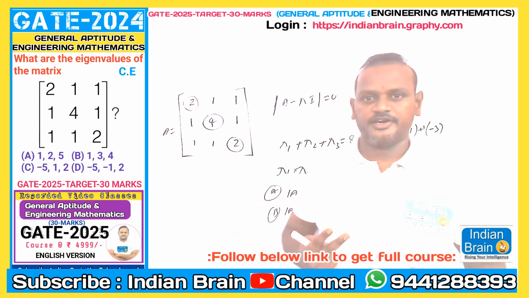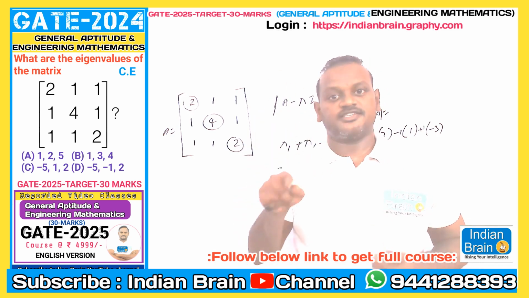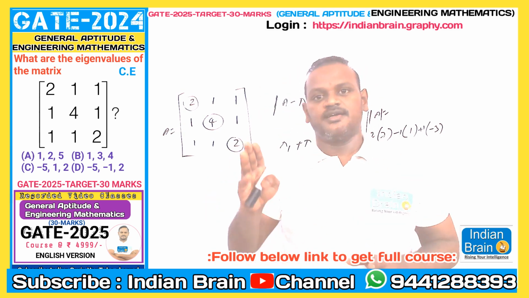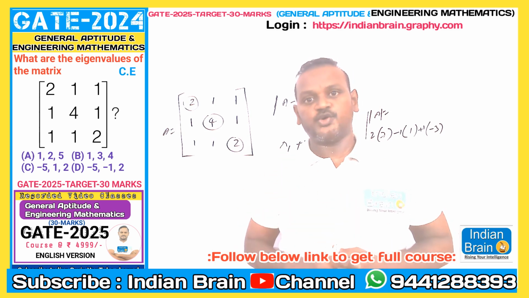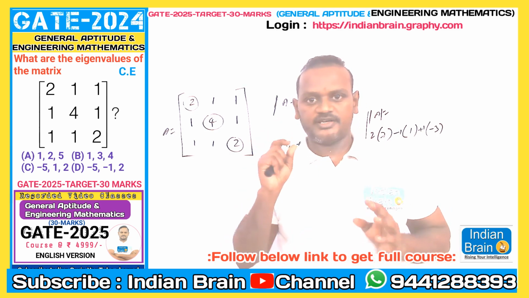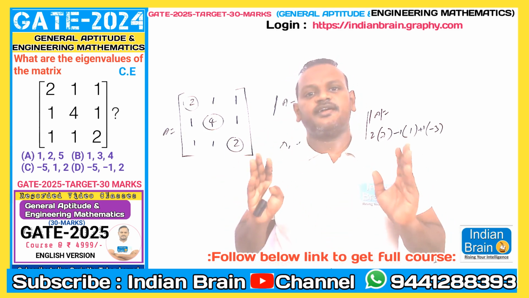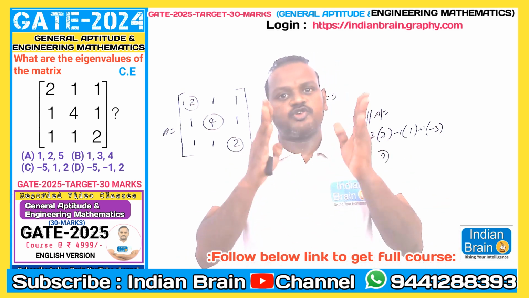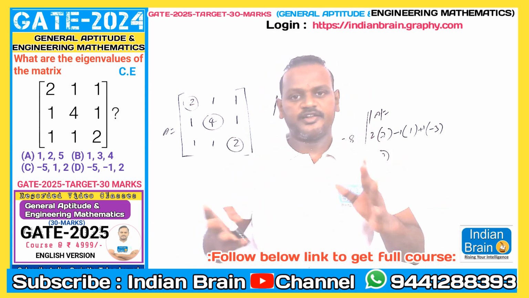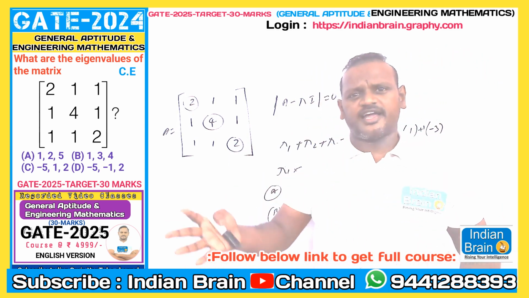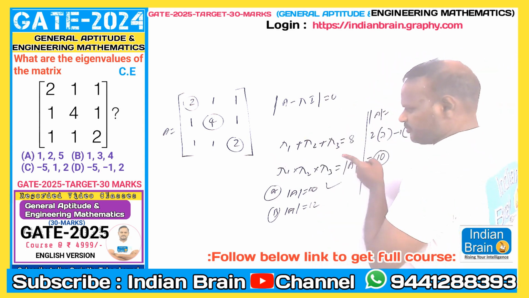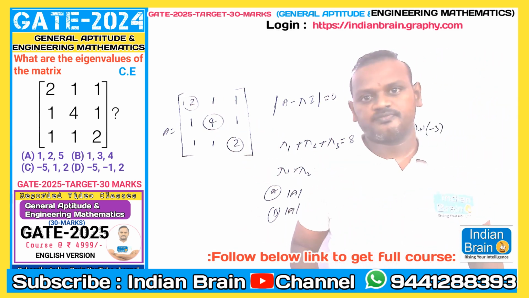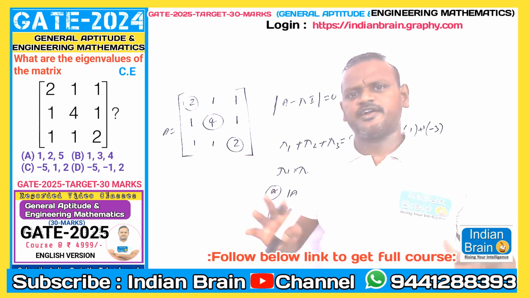What is the second method? Remember: lambda cube minus lambda square into the sum of principal diagonal elements, plus lambda into the sum of the minors of diagonal elements, finally minus det A, equated to 0. Then we can get the cubic equation directly. After getting the cubic equation, you can use your scientific calculator. According to that, you can get the roots directly. But before going to the general calculations, we have two ways. What is that? The sum of the roots should be equated to the sum of principal diagonal elements. The product of roots should be equated to det A. According to that, you can get the answers.